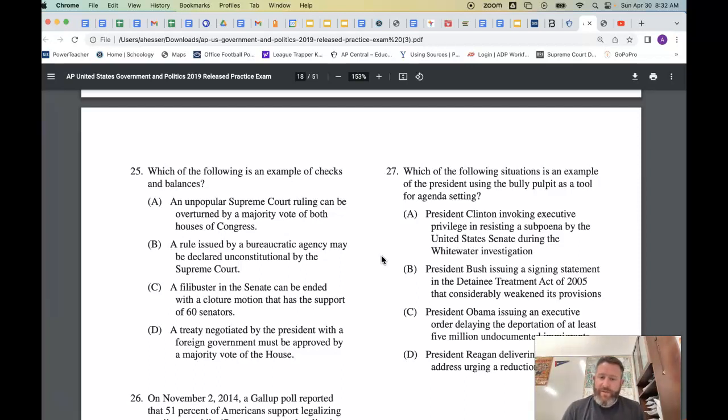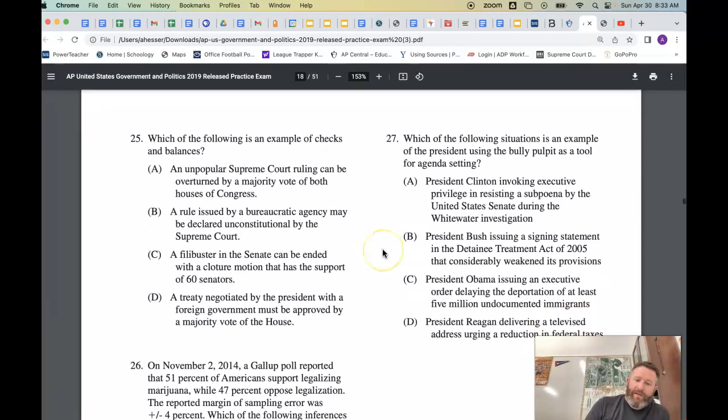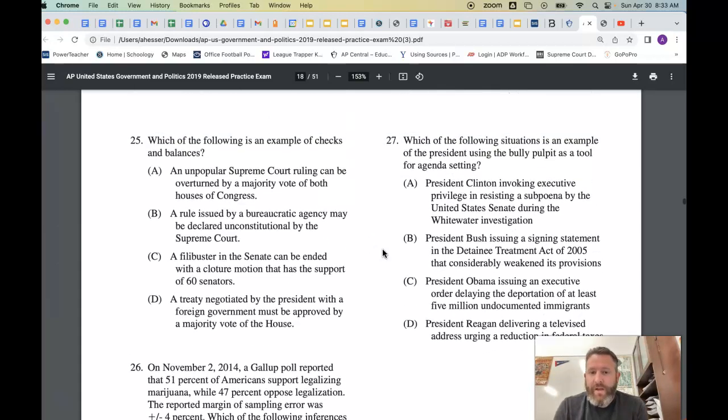27. Which of the following situations is an example of the president using the bully pulpit as a tool for agenda setting? D. President Reagan delivering a televised address urging a reduction in federal taxes. A. An executive invoking executive privilege. B. Issuing a signing statement. C. An executive order. None of those have specifically to do with the bully pulpit, which is trying to address the public. Trying to use your platform as president to convince the public. So it's got to be the televised address, a speech, whatever.